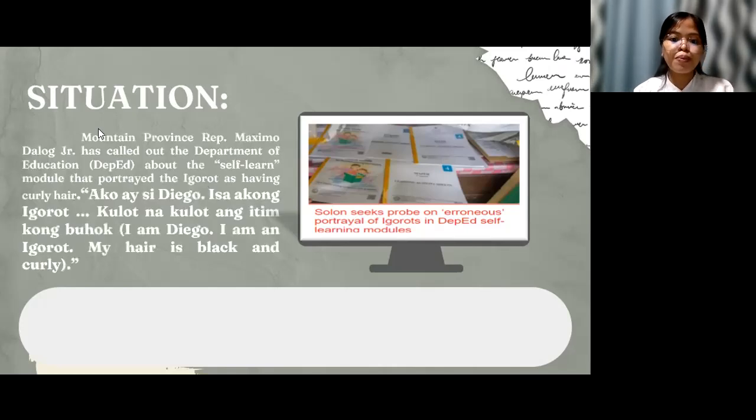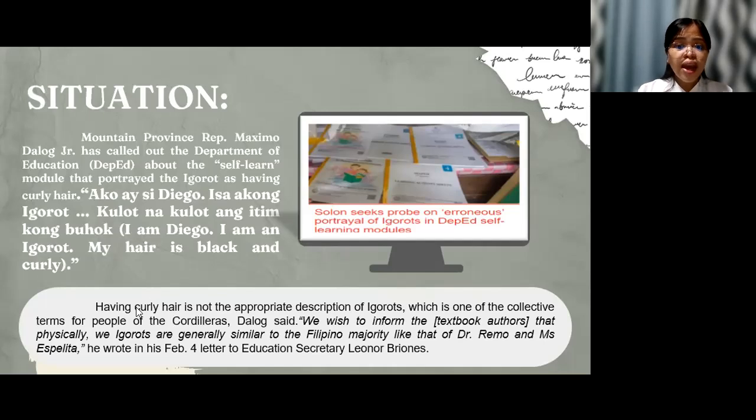And here's the situation. Mountain Province Representative Maximo Dalog Jr. has called out the Department of Education about the self-learning module that portrayed the Igorots as having curly hair. It says there, "Ako ay si Diego, isa akong Igorot, kulot na kulot ang itim kong buhok." So, I am Diego, I am an Igorot, my hair is black and curly. Let's continue. Having curly hair is not the appropriate description of Igorots, according to Maximo Dalog. Igorot is one of the collective terms for people of the Cordilleras.